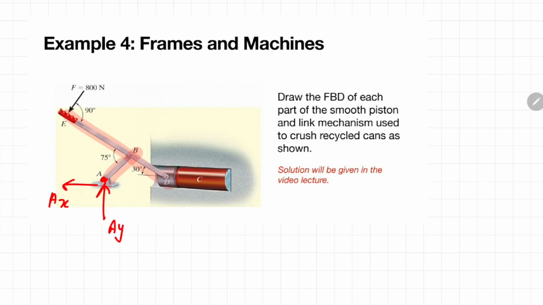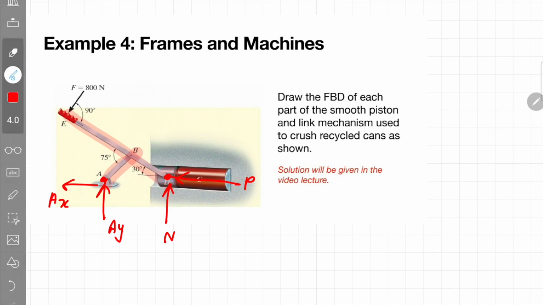Accordingly, joint D is connected to the piston. This piston cannot move vertically, right? If it cannot move vertically, it means there is a reaction force over there, so we are going to call that vertical force N. At the same time, the piston is pressing against the can to crush it, so there is some kind of force acting in that direction, and we are going to call the force over there P. The direction is not important. What is important is how you define it, because at the end of the day, you will know the actual direction based on the calculation.